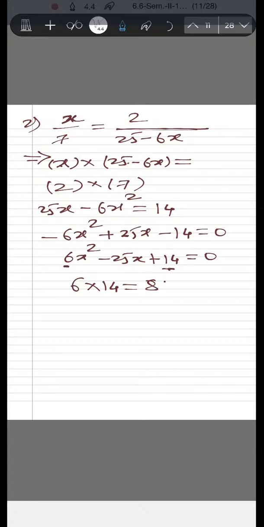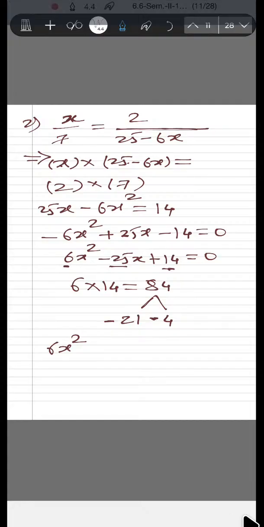84. So we have to find such factors that give you the addition or subtraction as the middle term. Simply, I know the tables, so 21 times 4 is 84, correct? And if I take both in the negative form, then I will get the middle term, correct? So the quadratic equation now I am going to rewrite in factor form.